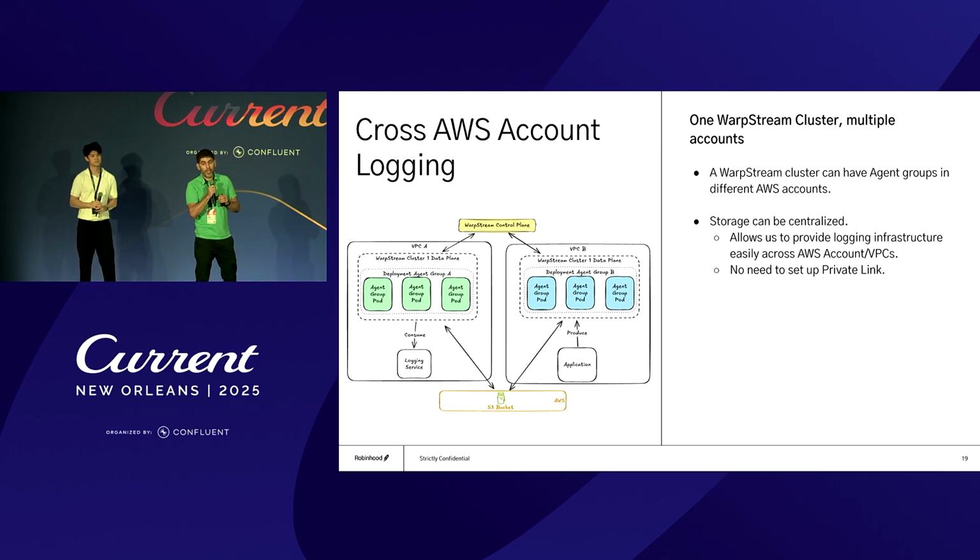With WarpStream, we have a different option. Instead of doing that, we just allow permissions to read and write from the S3 bucket that WarpStream has. And so from there, we just run agent groups in both different VPCs. And then, as you can see in the diagram, the application talks to one agent group in order to ship the logs. Those logs get written to our S3 bucket for our WarpStream cluster. And then in the other VPC, we have other agent groups from which the logging service consumes those logs.